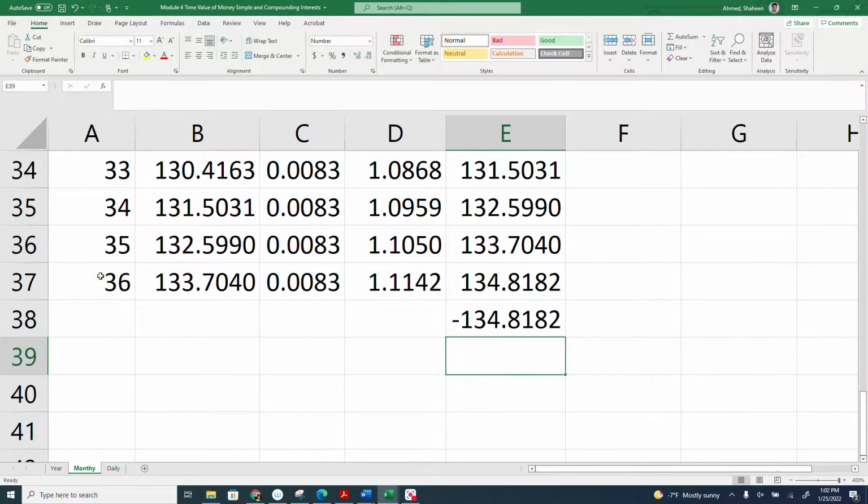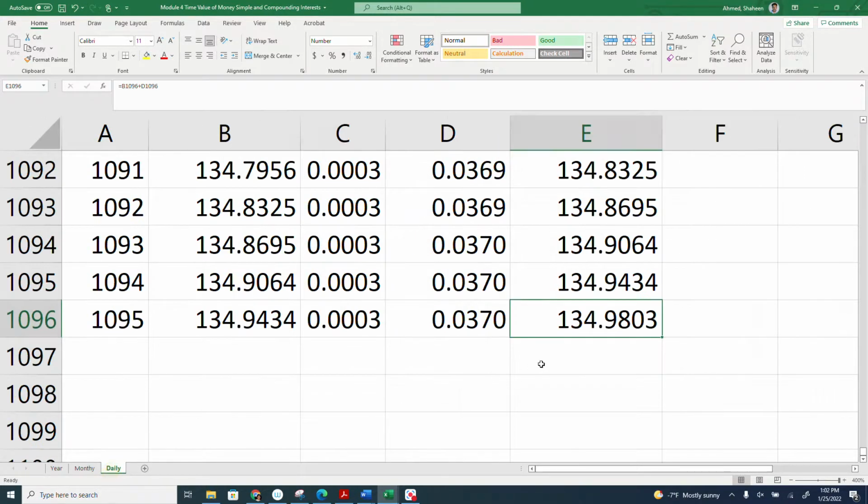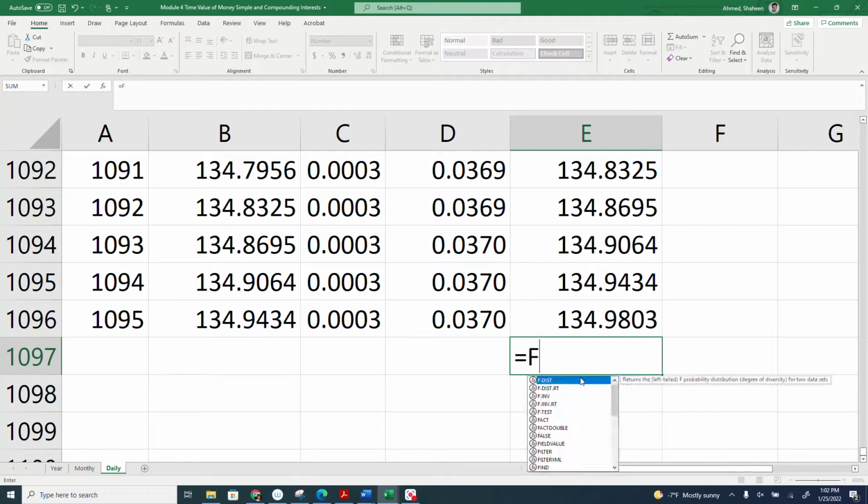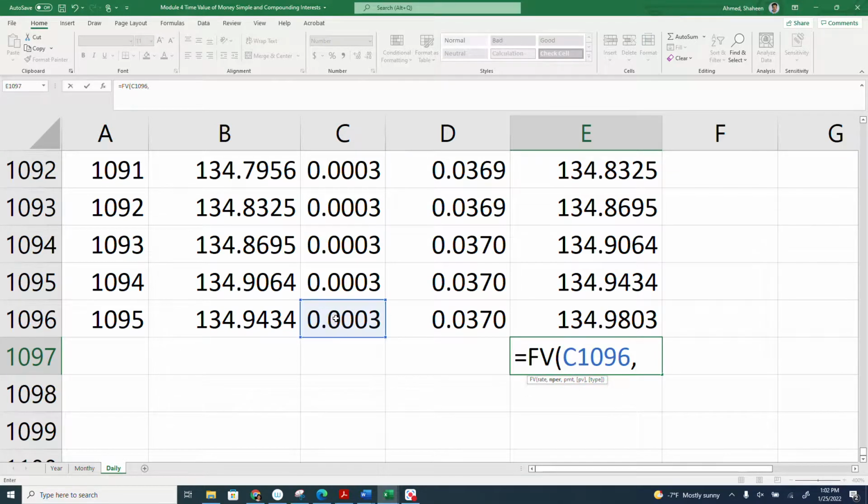A lot of the time students make the mistake of using this interest rate. So if 10% is given, they always use 10%. Now remember, if 10% yearly, monthly would be divided by 12. Same for the daily compounding. So you can do FV, the rate is now 0.0003, and then the number of compounding periods is 1095 days, and then we're not making any payment. We borrowed $100, and then end of the period convention.